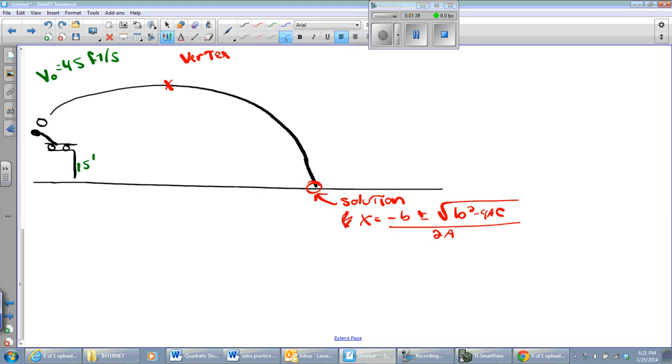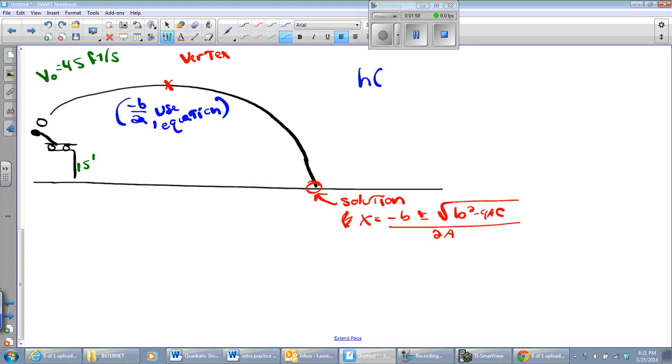All right, now I know that to do the vertex, I'm going to need two coordinates. I'm going to need the negative b over 2a. But to get the other coordinate, use the equation. I have to plug the x value in, or the t value. Okay, what equation am I using?